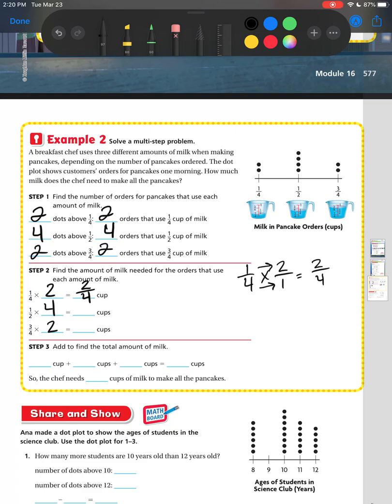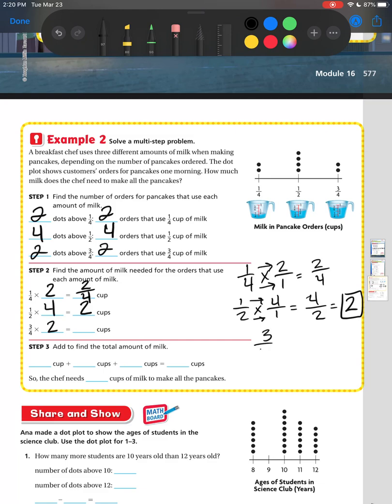All right, 1/2 times 4. So we're going to do 1 over 2 times 4 over 1. 1 times 4 is 4. 2 times 1 is 2. Since that's going to simplify to a whole number, let's do that. Well, that's going to be 4 over 2, which is 2 groups of 2, so that's going to be 2 wholes. So we end up with 2 whole cups.